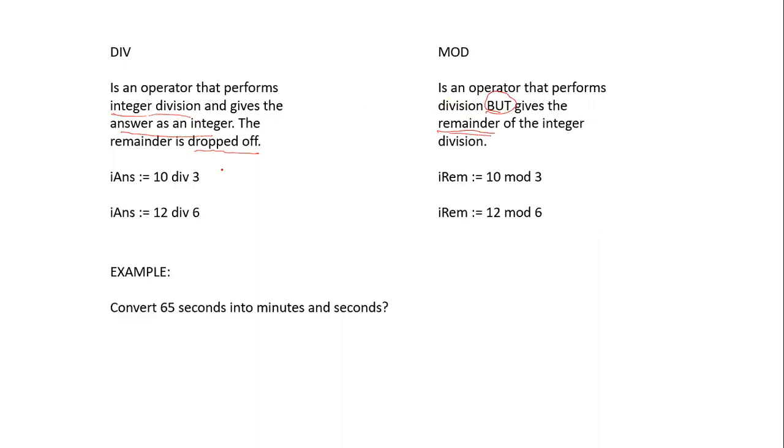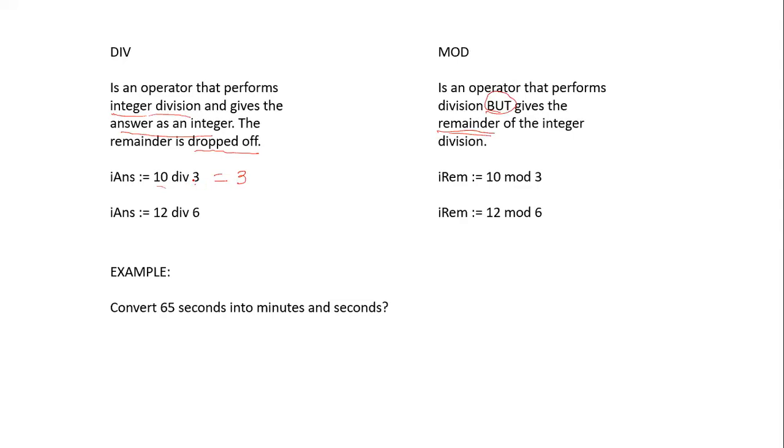Let's look at some examples. If you take 10 div 3, if you punch this into a calculator, the answer will be 3 point and some fractional part. But in using div, we ask ourselves, how many times can 3 go into 10? 3 can go into 10 3 times. So that is the integer division that is done.